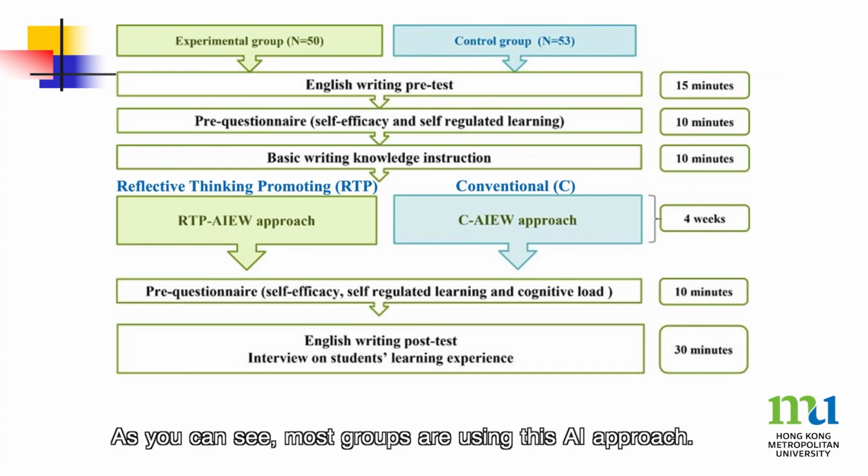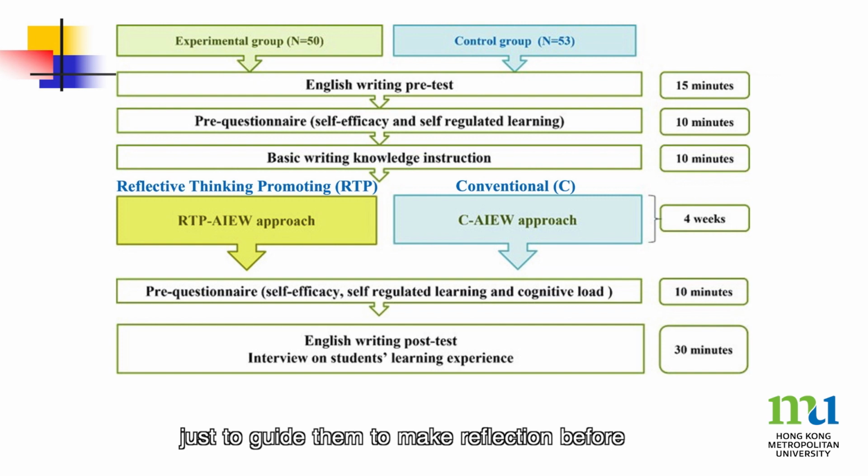As you can see, most groups use this AI approach, but we use a reflective thinking promotion mechanism, just guiding them to make reflection before they revise their articles and resubmit their articles.